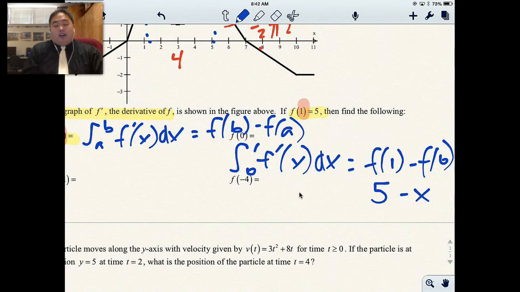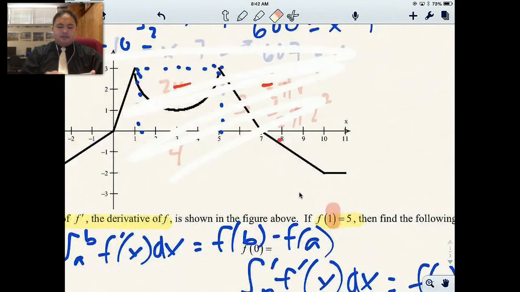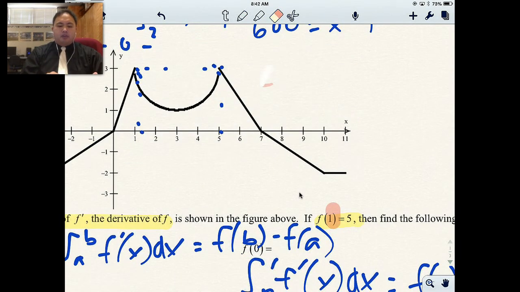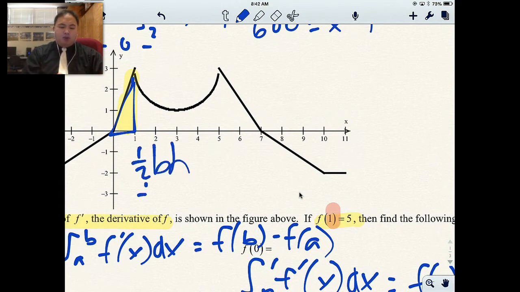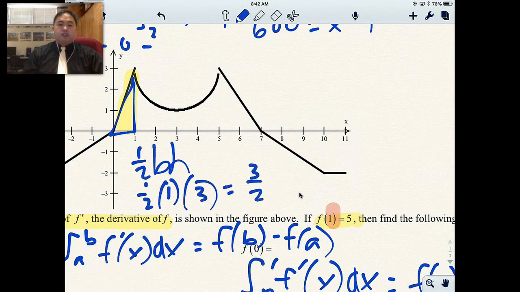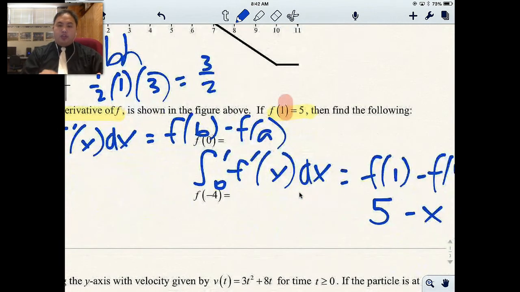Now, I don't have a function. I can't take the antiderivative of not a function. So when I want 0 to 1 of f prime of x, I got to look at my function and find the area under the curve. If I look back at my problem, sorry, let me erase this. If I look back at my problem, you'll notice that from 0 to 1, it's this right here. You notice that that shape is a triangle. Okay, triangle, half base times height is the formula. I have a base of 1. I have a height of 3, which means this area is 3 over 2. So going back here, the left side of my equation is just 3 over 2.